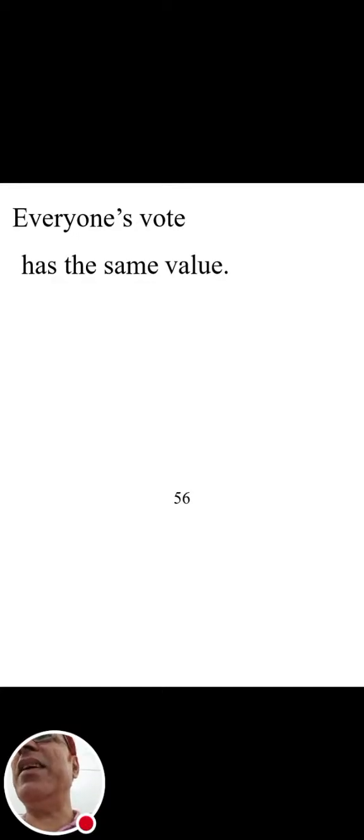15 multiplied by 5, 75. But the remaining 20 people, they have 1 vote. So it means they have only 20 votes. So whenever they will be voting, who will win? These 15 people. They are the minority, they will win. The majority, which is 20, they will lose.